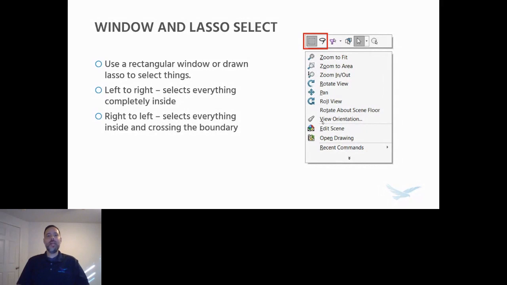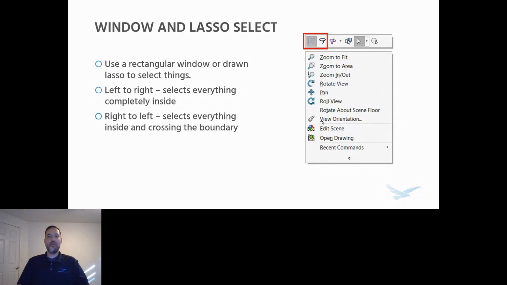Window and lasso select. Two ways to use this: box select or a lasso select. Left to right selects everything completely inside, right to left, everything crossing it. So here I'm going to do a window select. You can see it's blue left to right. So everything inside that arc and that circle is selected. If I go right to left, though, you see everything that crosses it is selected. So the arc, a couple more arcs.